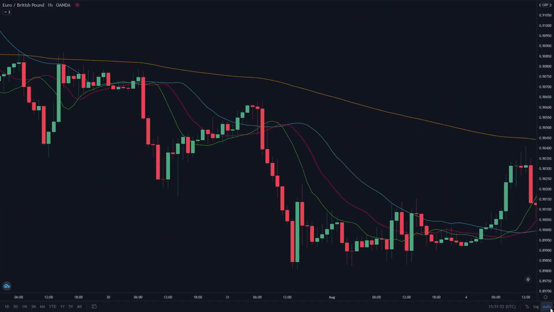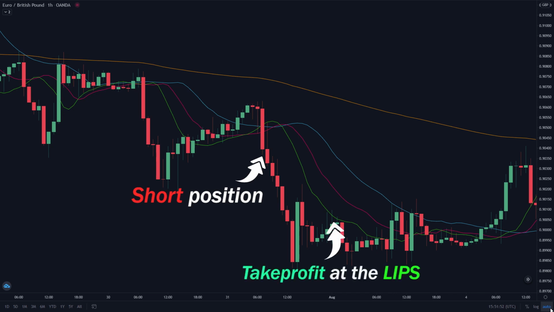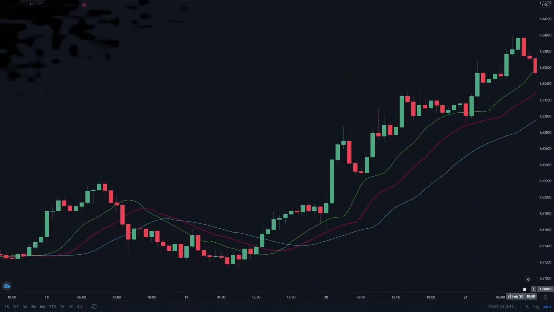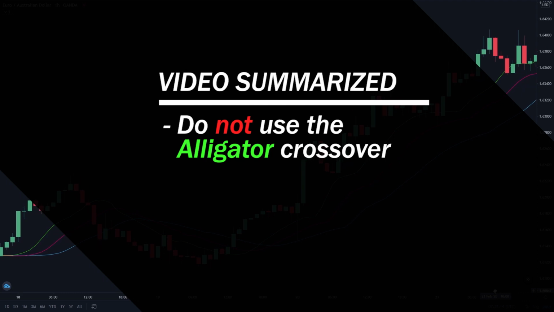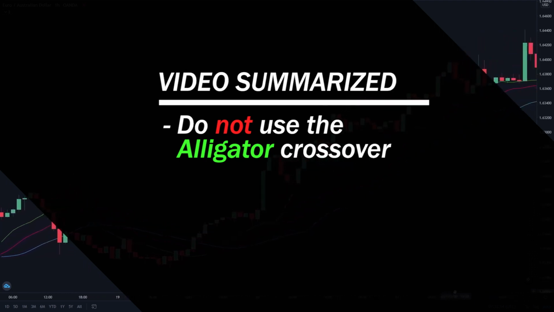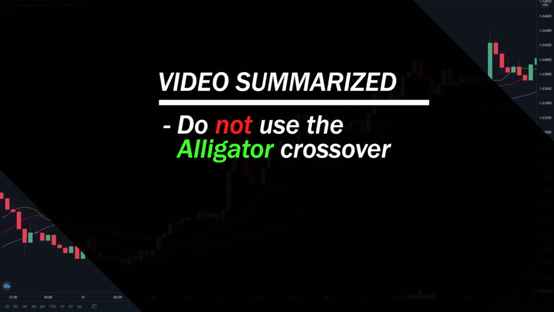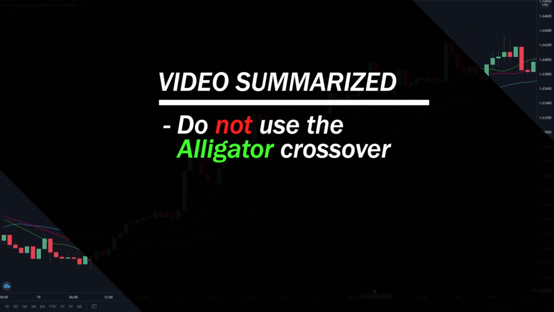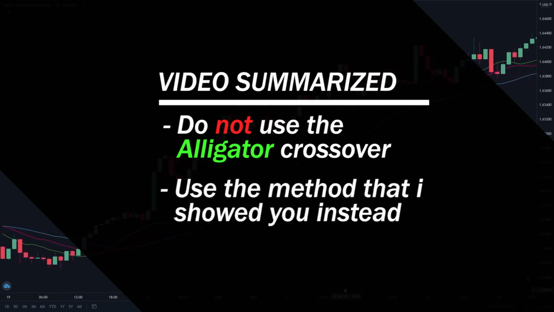So here, we see the lips are above the other lines and the price closes below the teeth. So you take a short position here. And our exit signal would be when the price hits the green line. So you'd close your position here for a good profit. So to summarize the video, do not use the alligator for the crossover strategy if you want to make money because it's a very late signal. Instead, use the method that I just showed you.